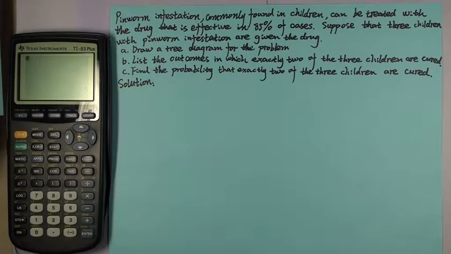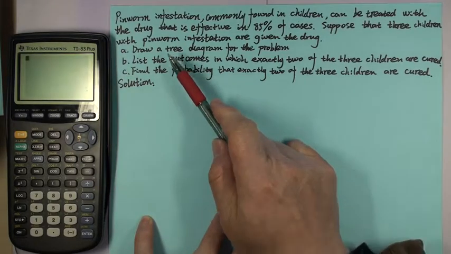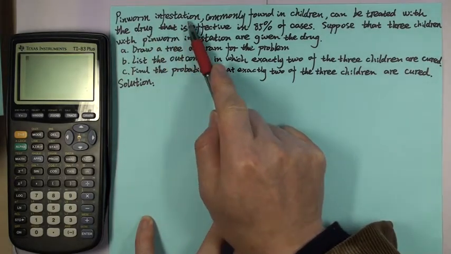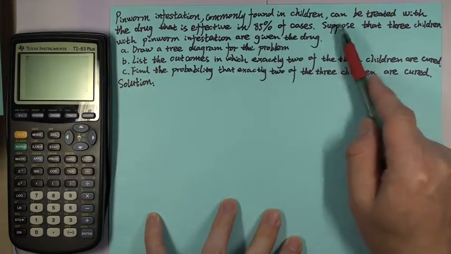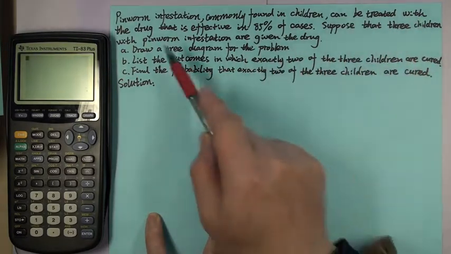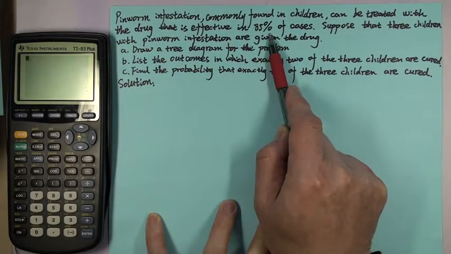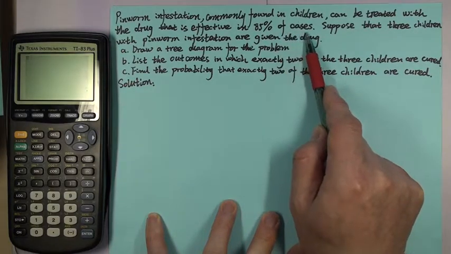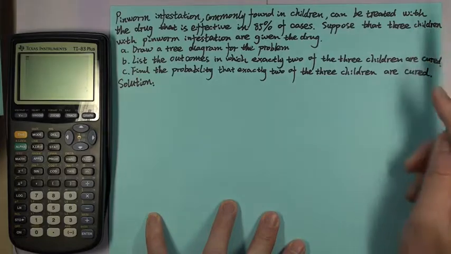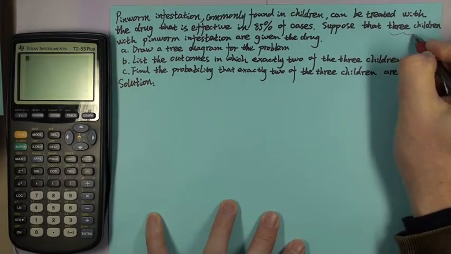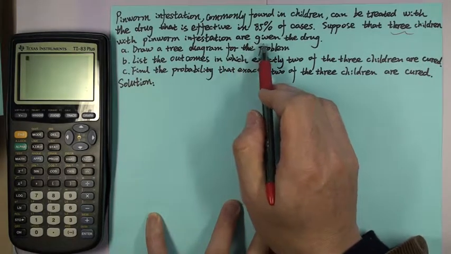In this lecture, we will talk about the example right here. Pinworm infestation, commonly found in children, can be treated with the drug that is effective in 85% of cases. Suppose that 3 children with pinworm infestation are given the drug.